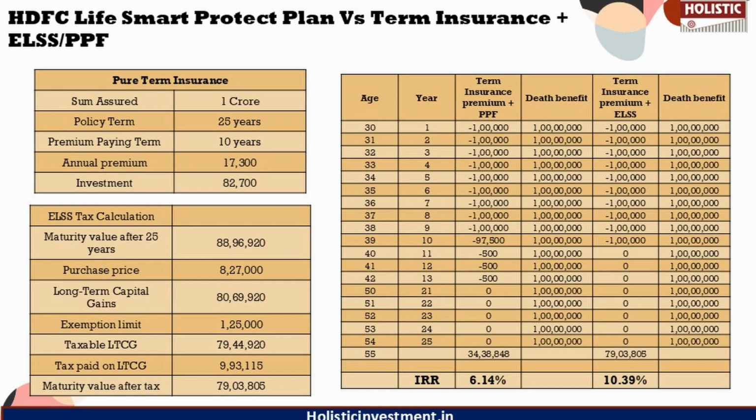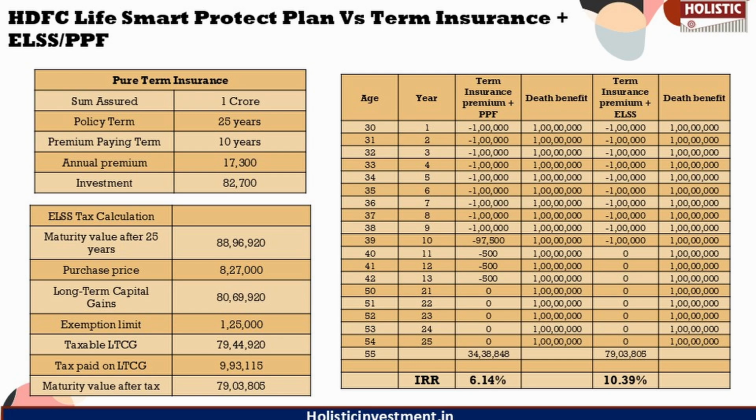So for life insurance purposes, we have chosen a pure term insurance policy for a sum assured of 1 crore, which would only cost us an annual premium of 17,300 rupees. The policy term is 25 years and the premium paying term is 10 years.